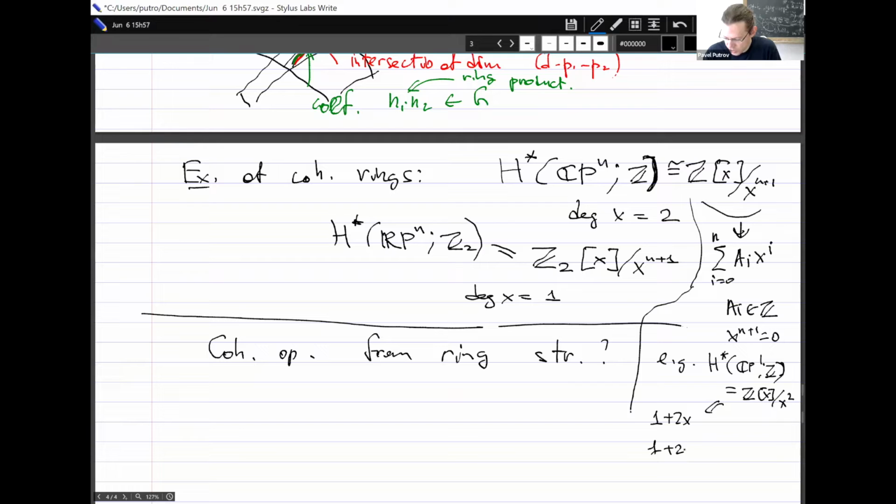And for example of multiplication, let's say we multiply 1 plus 2x by 3 plus, I don't know, x. And the way it works is 3 plus 7x plus, well, in principle one can consider 2x squared, but this is 0. So all Z, yes, that's correct. And the generator is this x, x to the n.